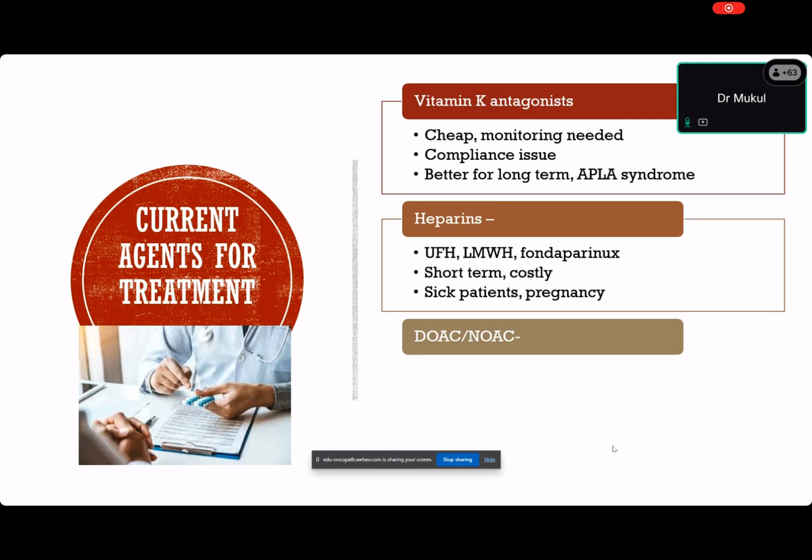Heparins are unfractionated, low molecular weight, and fondaparinux. Usually these are injectables, so they are given for short-term hospital medication and are good for sick, hospitalized patients, and during pregnancy. During pregnancy, the other 2 anticoagulants are less preferred.